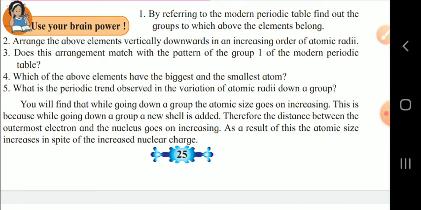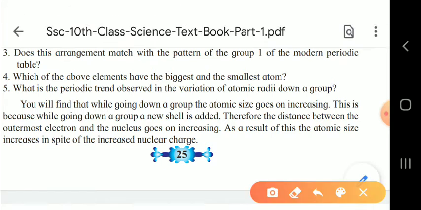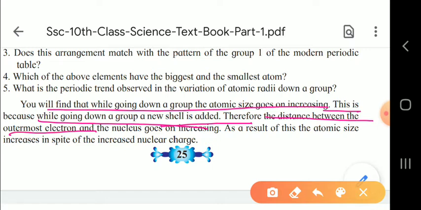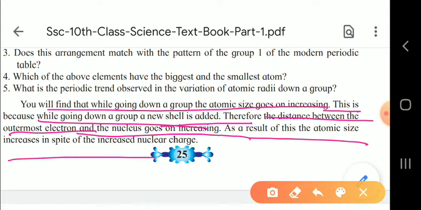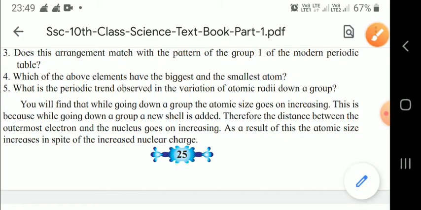Now let's see that while going down a group, the atomic size goes on increasing. Why? Because while going down a group, a new shell is added. Shells, you know, K, L, M, N, these are all the shells of the atom. The distance between the outermost electron and the nucleus goes on increasing. As a result, the atomic size increases in spite of increased nuclear charge.